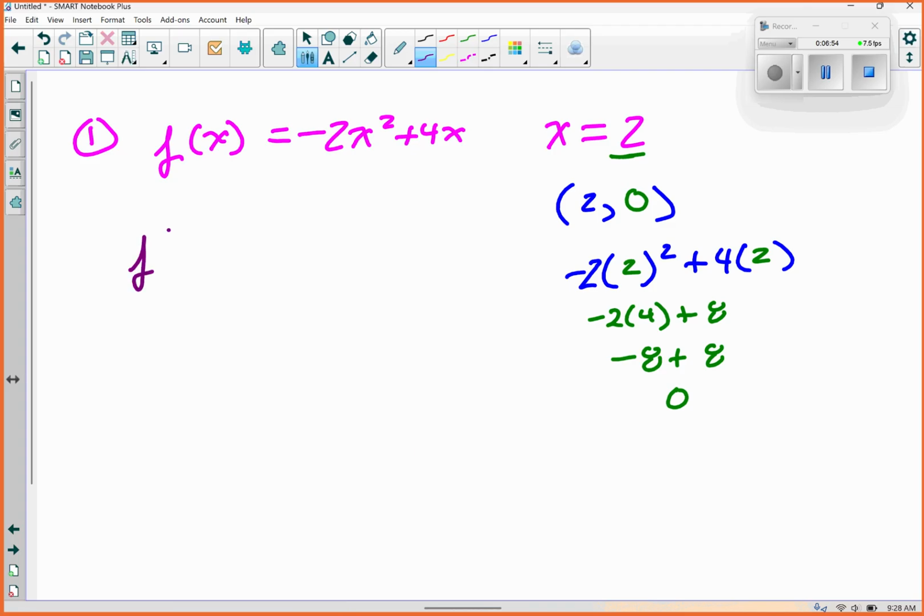Then we want to find the derivative. I'm going to bring this down front, so I get -2 times 2x, and then -1 from this. The derivative of this is just plus 4, and the x goes away because it becomes x to the 0, which is 1. So our derivative is this.